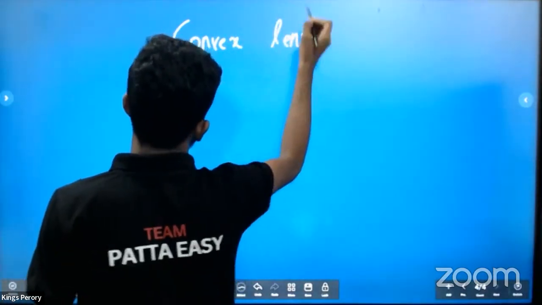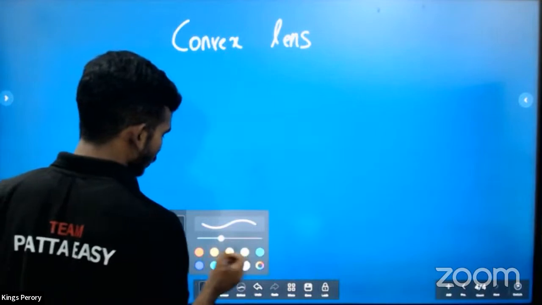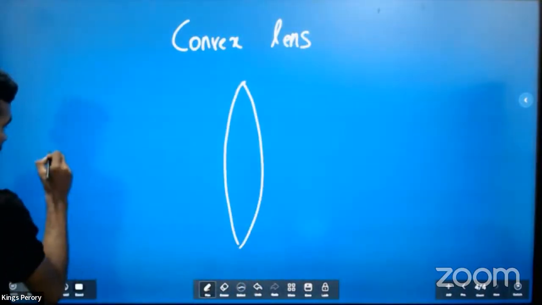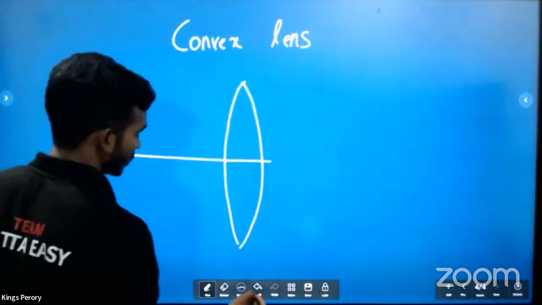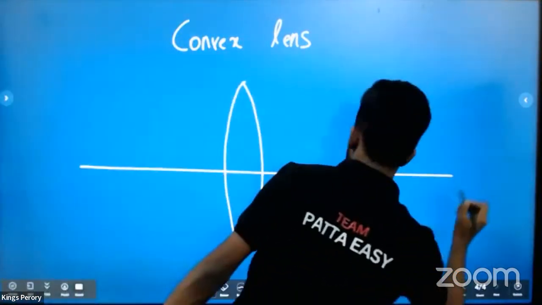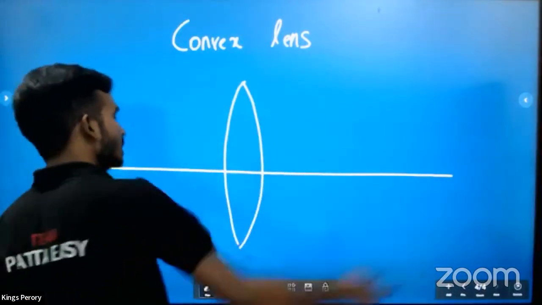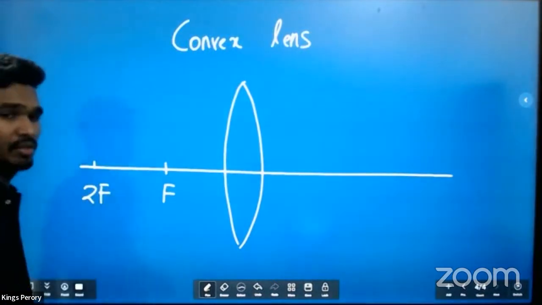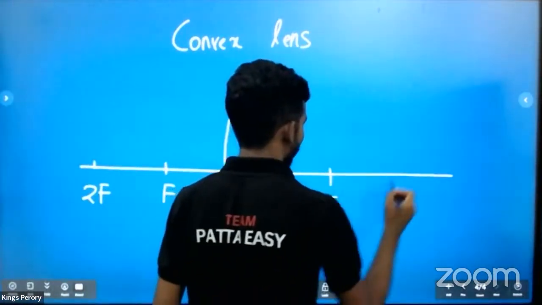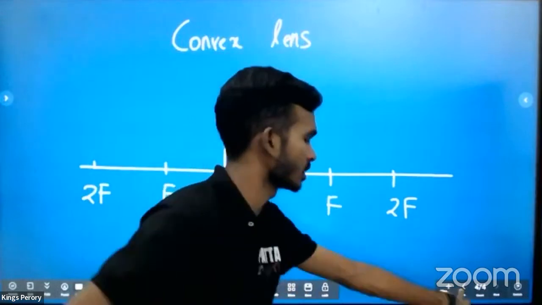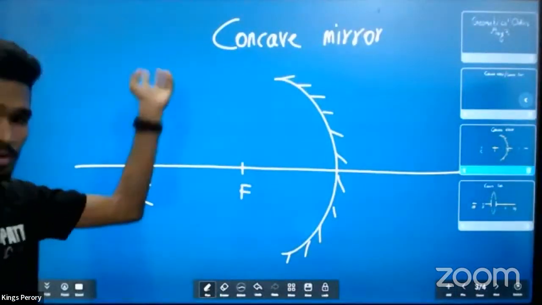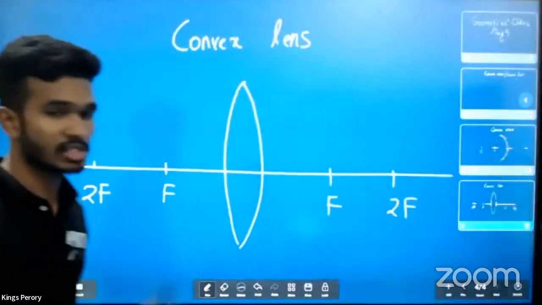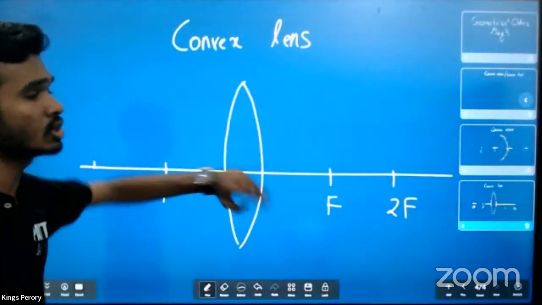Next, if I take a convex lens, the principal axis is there. I told you, on both sides you have two special points, F and 2F. In a concave mirror, that means curved mirrors, only one side has two special points. When it comes to lenses, both sides have two special points.